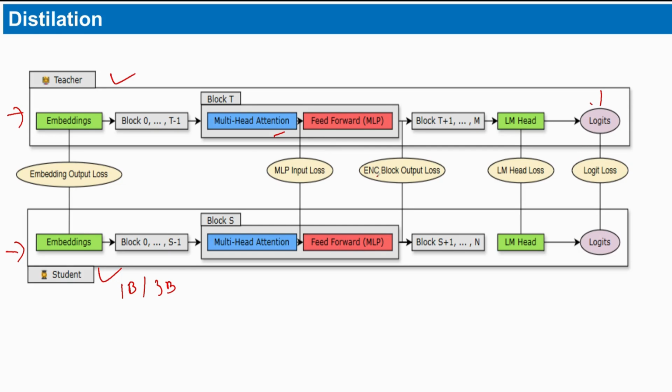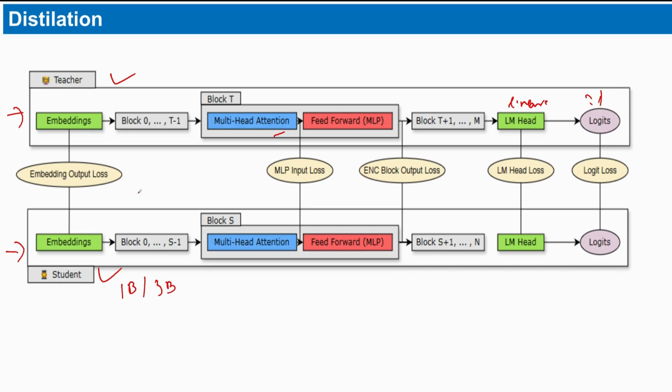After that they compute the encoder block output loss. From this entire block, whatever output they get, they compute the loss on it. Then the next loss is the LM head loss. The LM is the language model head, which is nothing but that linear layer, where we get the final logits. They compute that language model head loss, and the final loss is the logit loss. Whatever final logits the LM head produces, they apply this logit loss on top of that.